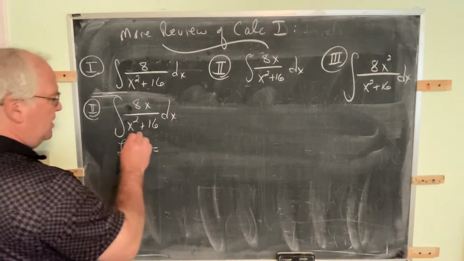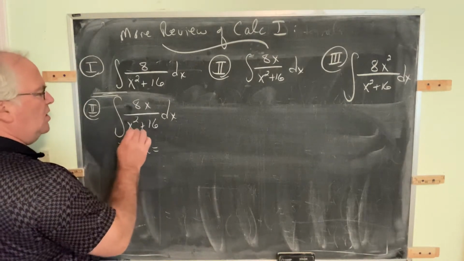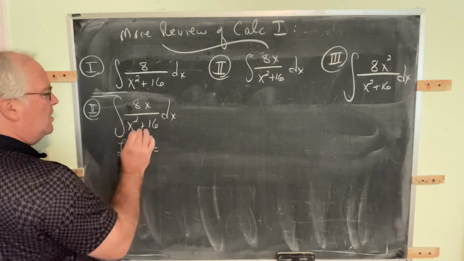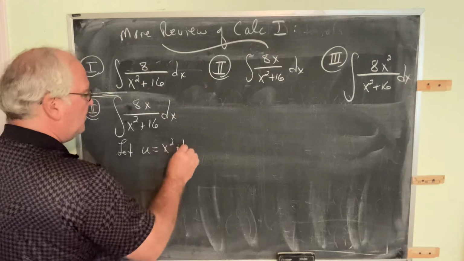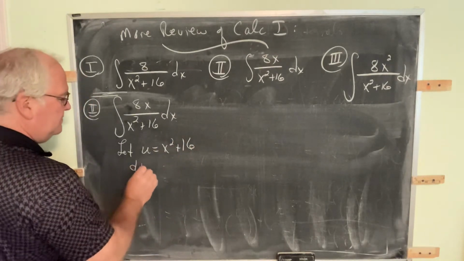So let u equal, what's the rule? The rule is the larger of the two degrees, either 8x or x squared plus 16. This is the larger degree. Find the derivative.